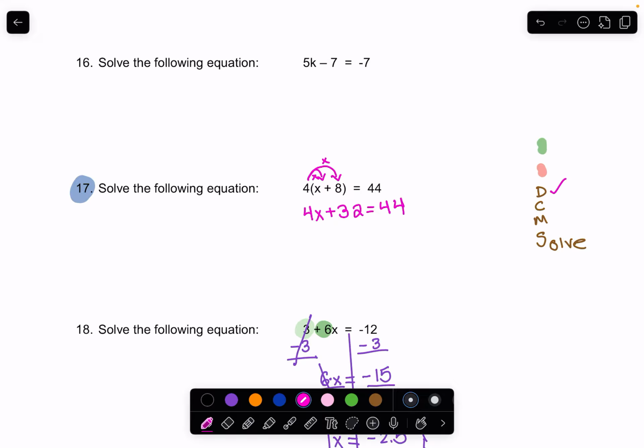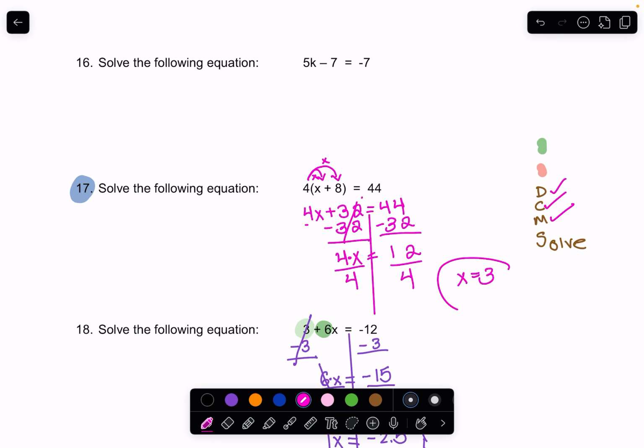So I did distribution. I now check if there's any like terms on one side of the equal sign that I can combine. There's no like terms to 4x on this side. There's no like terms to 32. So now you just double check, make sure all of the x's are on one side so we don't have to move the x. And now I can solve because it's a two-step equation. So first get rid of the 32 by doing the opposite of addition, which is subtraction. So now I get 4x equals 12. Remember, it's 4 times x, so the opposite is division. 12 divided by 4 gives me 3.